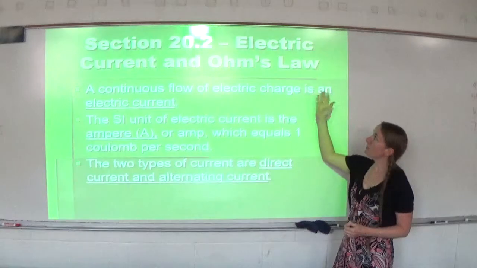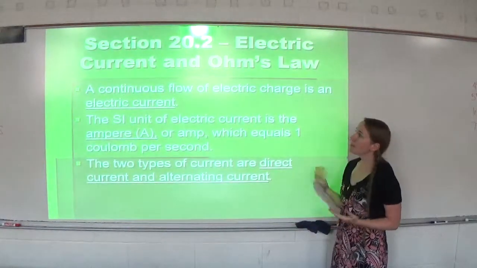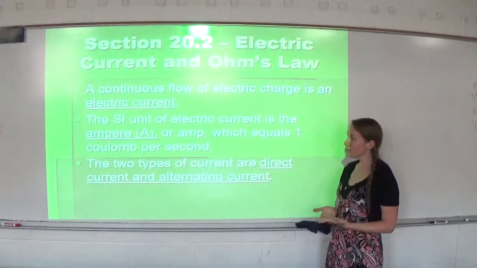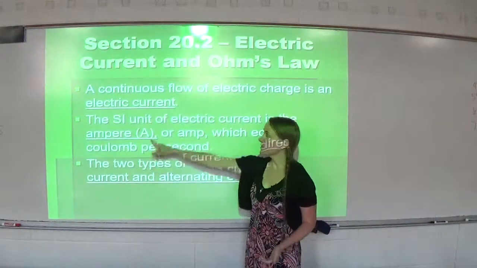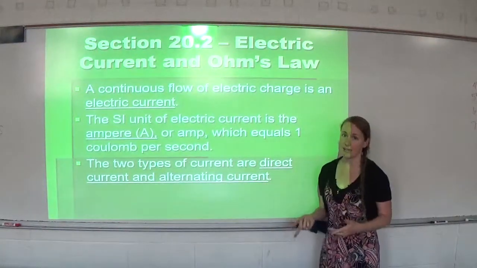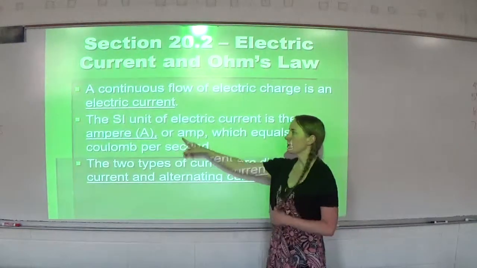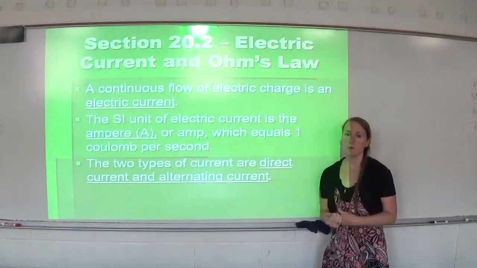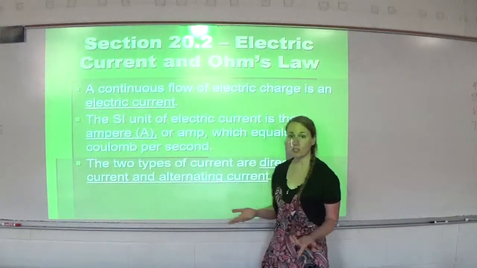So we're going to talk about electric current, and we're going to do some Ohm's law in this section. A continuous flow of electric charge is an electric current. The SI unit for electric current is the ampere, which you'll hear called amp, but it's abbreviated as capital A. When we do math with it, we're going to put capital A, not AMP for amp. It equals 1 coulomb per second. If you remember from a previous video, coulomb is our unit for charge.